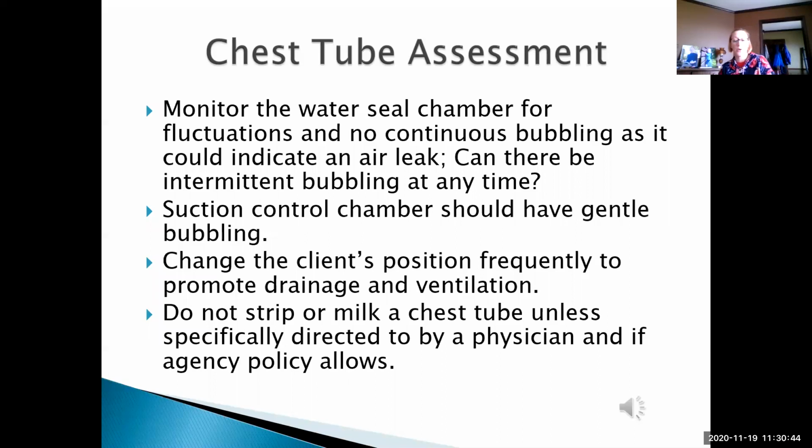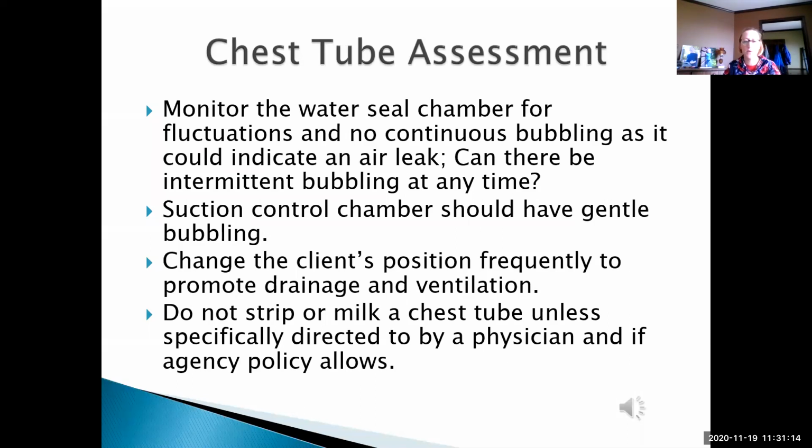And we don't ever want to strip or milk a chest tube unless it's specifically directed by the physician and if the policy allows. So generally stripping, we definitely don't want to do. I believe I talked about this when I talked briefly about chest tubes with our post-op CAB patients. But stripping, if there's like clots or something in the tubing and you want to strip those out, it really exerts a crazy amount of suction that then can cause increased bleeding that we don't want to do.